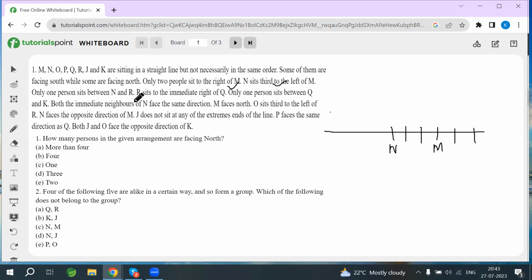Then only one person sits between N and R. It's not mentioned whether R is to the right or left of N, so maybe R is here or maybe R is here. Now R sits immediately to the right of Q, so maybe Q is here or Q is here.